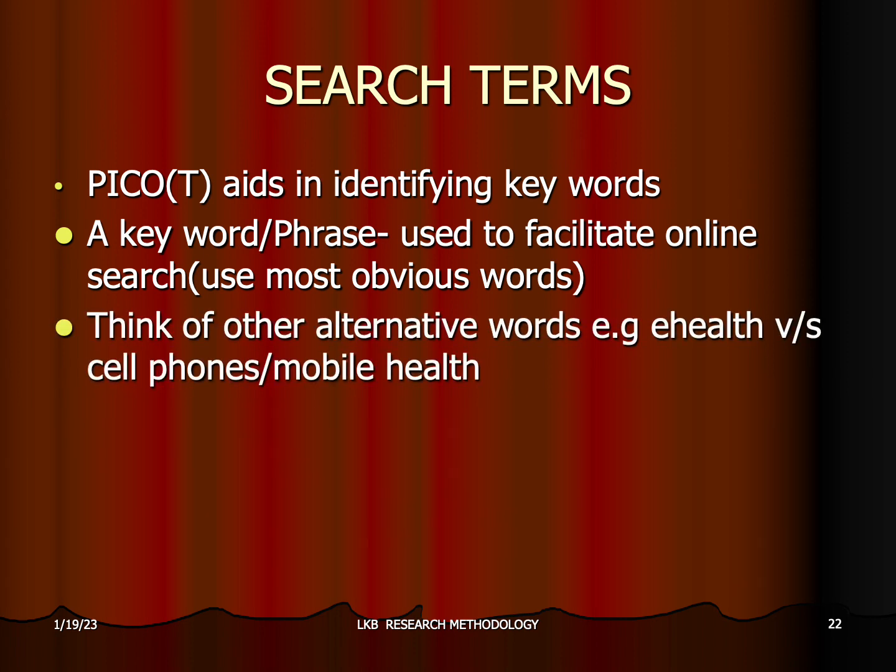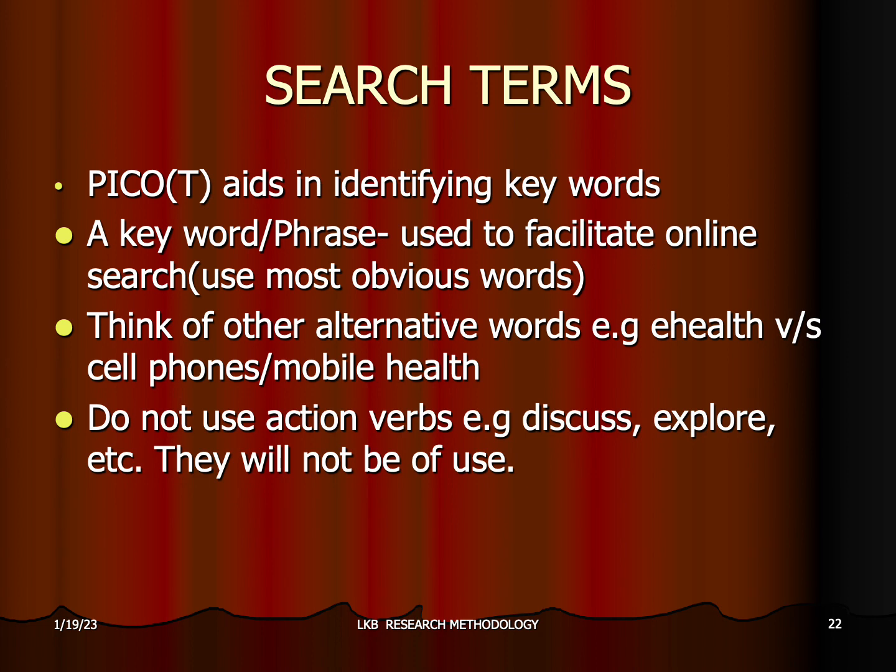So PICO helps us in identifying the keywords to use to search for literature. A keyword is basically a phrase which is used to facilitate online search. More often than not, we want to use the most obvious word, but we also need to think of other alternative words. For example, if you're looking at e-health, we may also decide to look at cell phones, mobile phones, mobile health, so that we ensure we do not leave out any relevant studies.